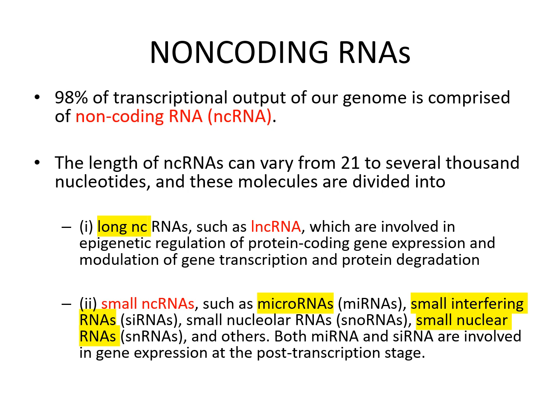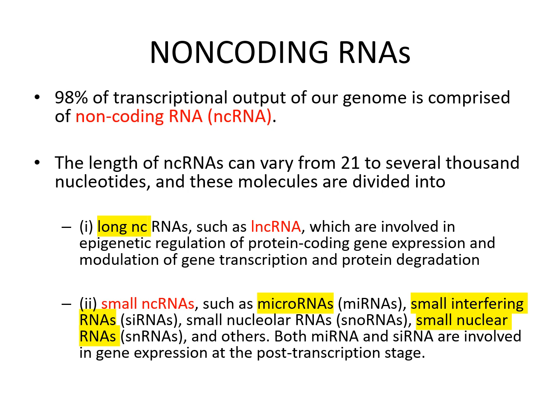And small non-coding RNA, such as microRNA, miRNA, small interfering RNA, siRNA, and small nuclear RNA, snRNA. Both microRNA and small interfering RNA are involved in gene expression at the post-transcription stage. The miRNA is endogenous to the cell and produced by transcription of the cell's genes. It is about 22 nucleotides long and is cut from a larger RNA that contains a hairpin loop by the enzyme Dicer.